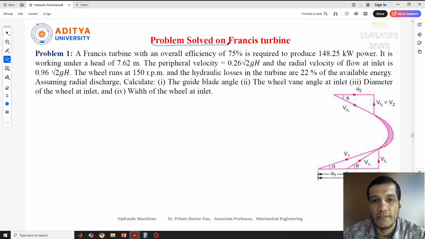So in our last few lectures, we have discussed the working principle of Francis turbine, and we have also done how to calculate the work done, and how to draw the velocity triangle in the Francis turbine. So based on that, we'll solve this problem.